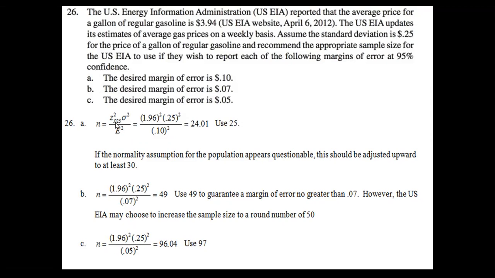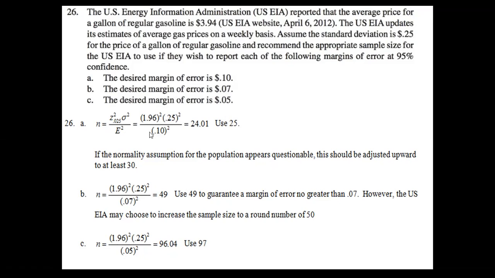So the z 0.025, that's just going to be our value, like the one we've been using for 95%, which is 1.96, and we square that. 0.25, that was the standard deviation they gave us, square that, and then we just put the margin of error down here. Now the key here is we always want to make sure these are all in the same units as far as the sigma and the e.